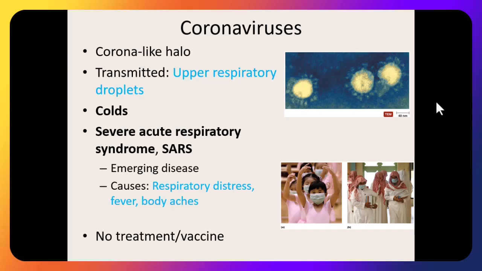And so before COVID-19, there was one strain that caused the condition known as SARS, or severe acute respiratory syndrome. And again, it caused respiratory distress, fever, body aches. Again, respiratory distress means your respiratory system is not doing what it's supposed to do. It's not getting the correct oxygen exchange. It's not getting enough oxygen in, enough carbon dioxide out. You're in respiratory distress.